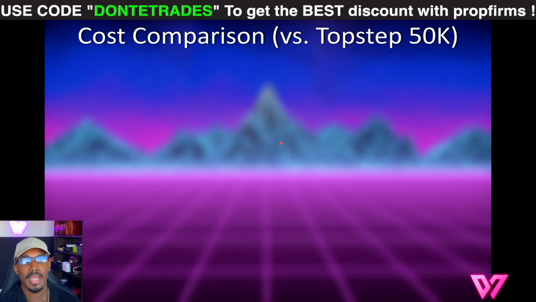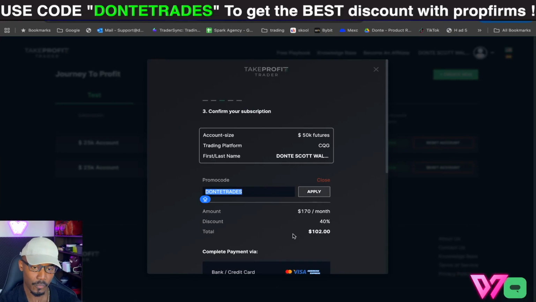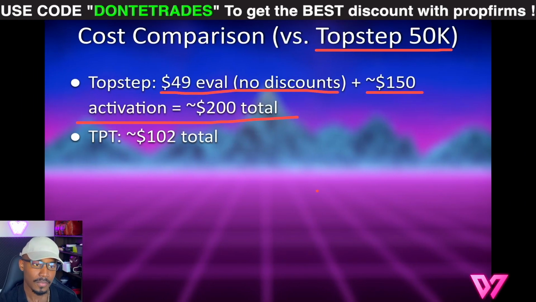And let's just compare that with something like Topstep. Topstep's 50K account costs $49 for an eval. The reason we use Topstep is that they're the biggest and most relevant competitor for most people. So again, just a $50 eval, no discounts on this. And if you pass, you have a $150 activation fee, which is huge. And here, when you use this code, you have no activation fee, right? So that is $200 in total versus $102 in total. That is a huge difference in these accounts, right?